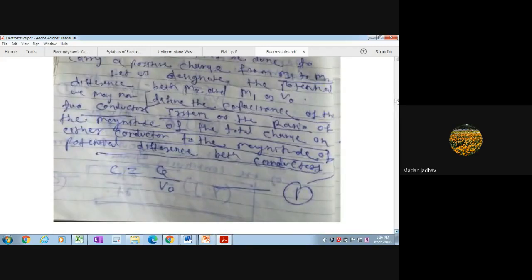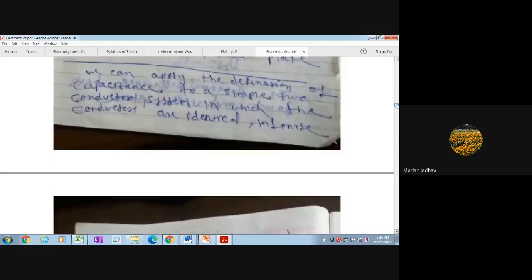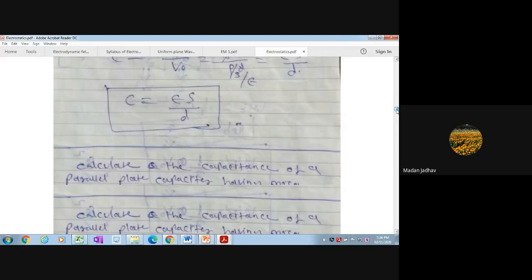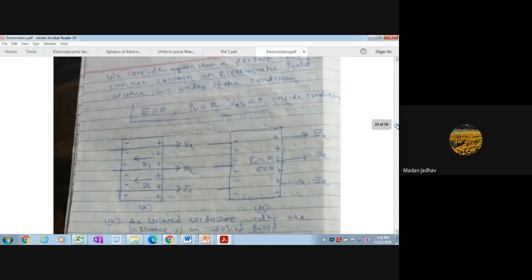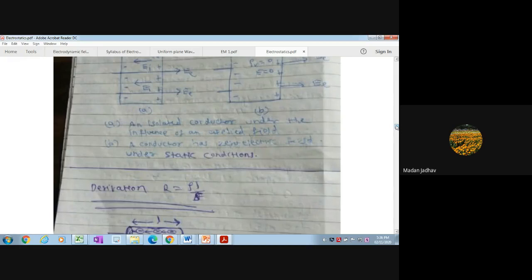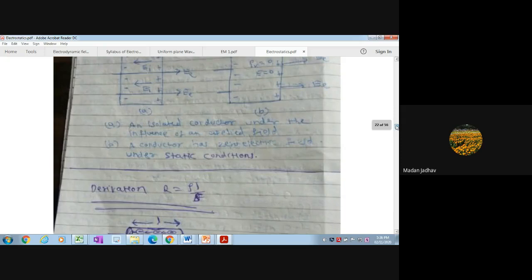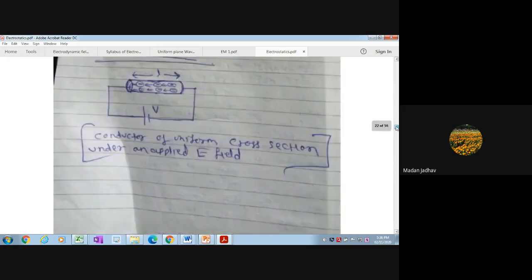These equations are useful to solve problems related to the boundary conditions. Suppose you know the electric field in medium 1 and you have to find the electric field in the second medium. Suppose the first medium is free space or a dielectric, and there is also a concrete wall, a wall made of RCC or concrete. What is the electric field in that wall? We can find it by using the boundary conditions.